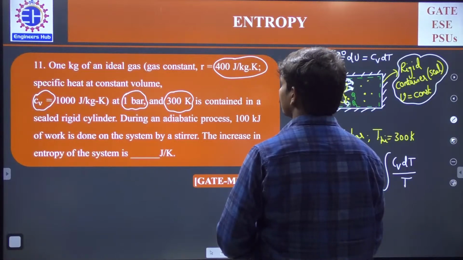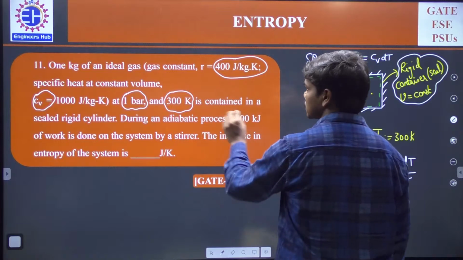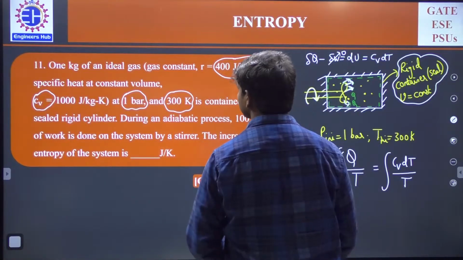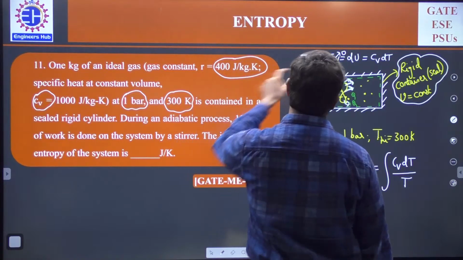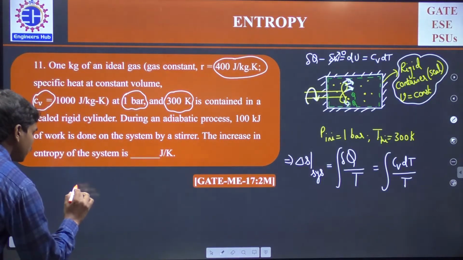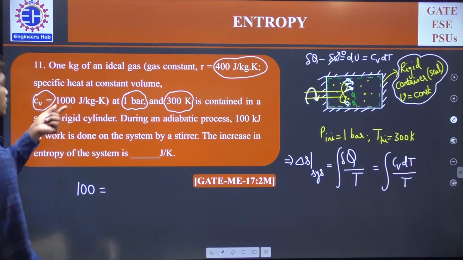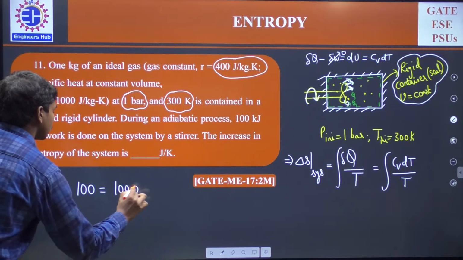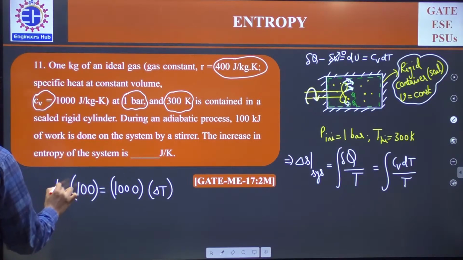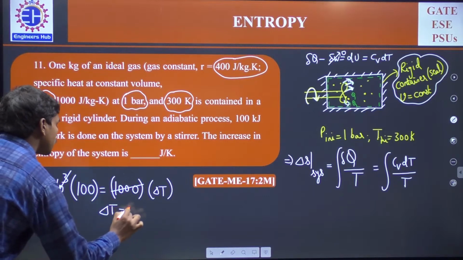Okay, so now see carefully. The initial conditions are given, meaning 1 bar and 300 Kelvin. Now they are asking you for the increase in entropy of the system, but this temperature changes. So if you see carefully, what's the total change in temperature? Whatever energy you are supplying, 100 kilojoules is equal to Cv, 1000 into delta T. Since this delta U is in kilojoules, we will convert it into 10 cube. So this 10 cube gets cancelled. So delta T is equal to 100 Kelvin.